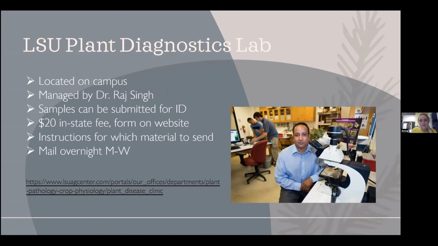There are instructions on the website on how to send samples in. It's best to overnight them Monday through Wednesday so they don't get stuck in the mail over a weekend when the lab is closed, because it is living material. Plant diseases are alive, many of them, even viruses. So they do want them alive when they arrive. And you can visit their website to get instructions there, or you can reach out to me and I can walk you through it. And that's a $20 form.